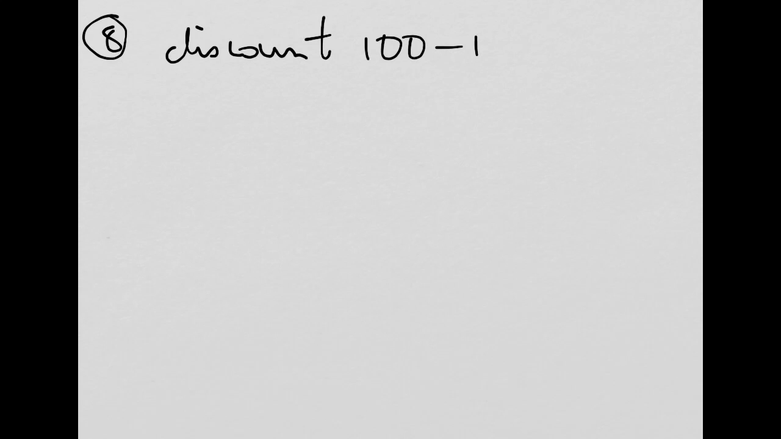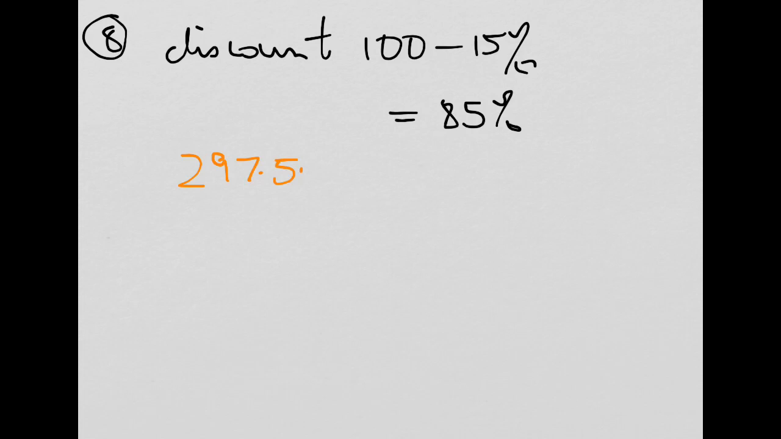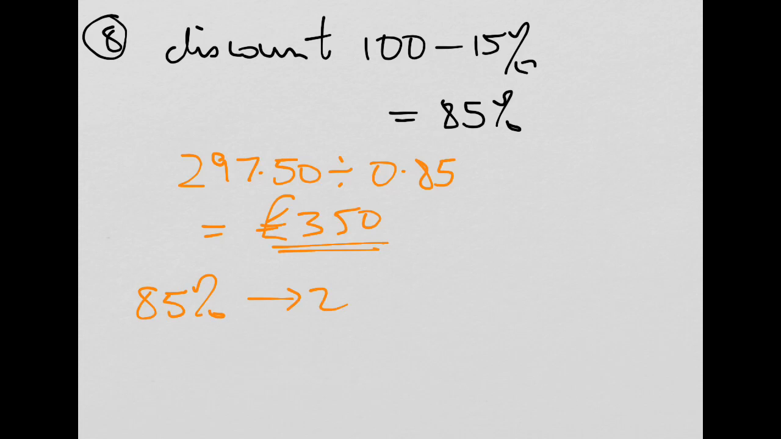Question 8. It's a discount question. So discount means you do the full price, take away the discount. So 100% take away 15% is 85%. Reverse percentage, going backwards, how do we do them? Take the price that the person paid, which was £297.50, and divide that by 0.85, and that gives us an answer of £350.